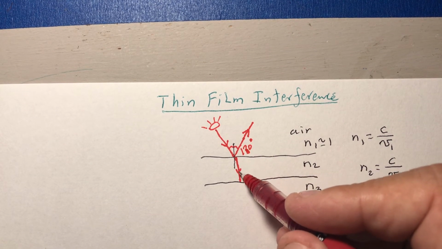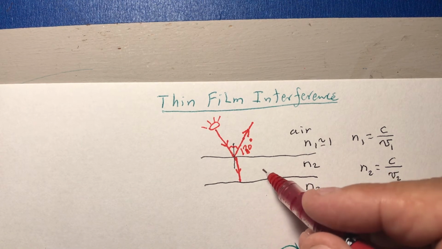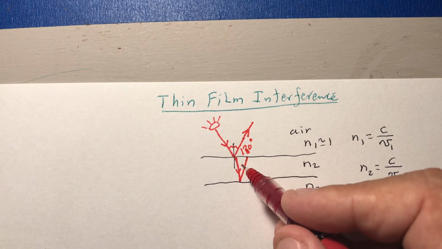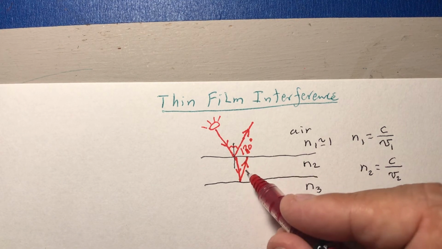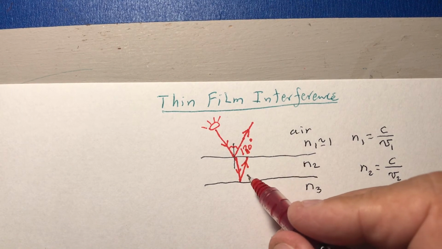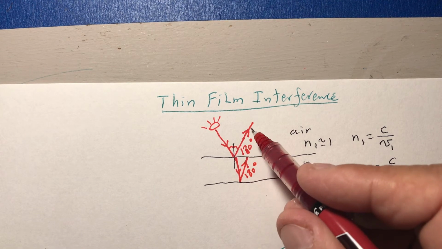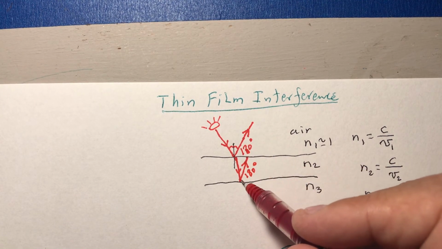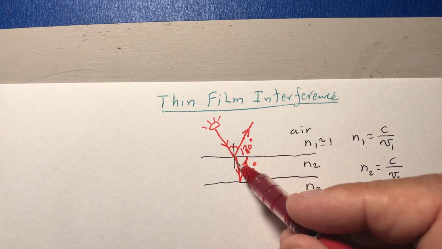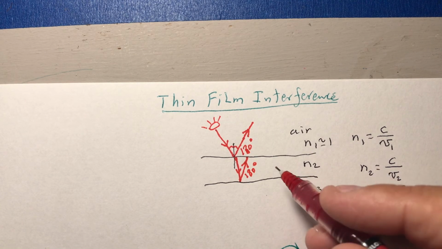Now, the refracted light will go into the medium. It's going to encounter medium N3, and it's going to reflect like that. Now, if it gets reflected, look, N3 is bigger than N2, so it's going to also shift by 180 degrees. So this one is shifted by 180, and this one is also shifted by 180. You see, this one that came in is not shifted, but this one gets shifted because N3 is bigger than N2.